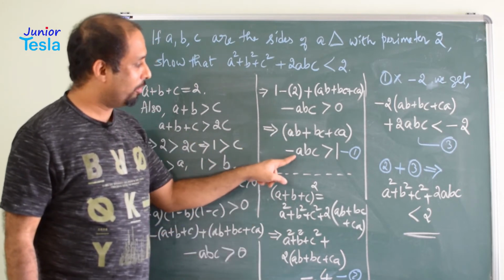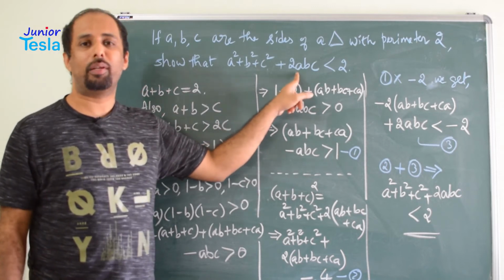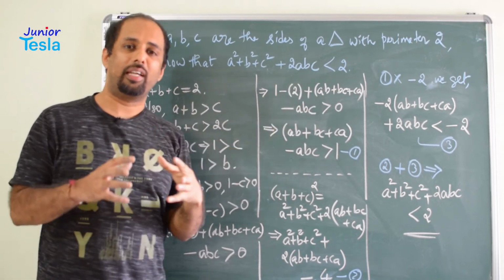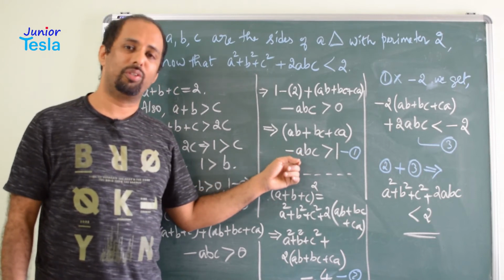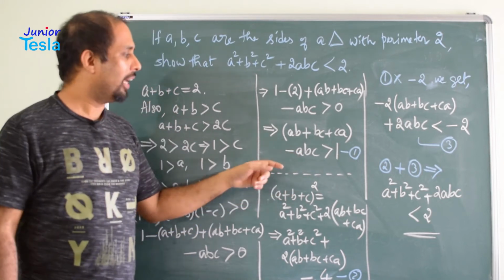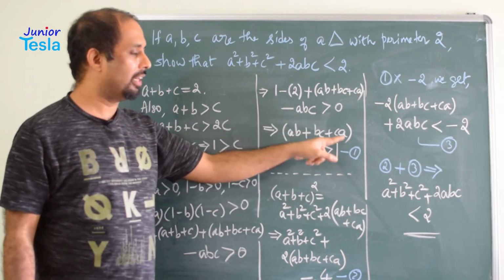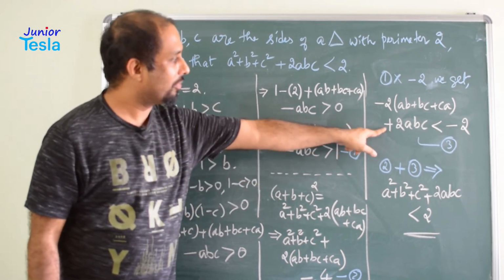Now here we have minus abc and in the given problem we have plus 2abc. So how can I get plus 2abc from this? By multiplying negative 2 to this expression. So let us do that. Let us multiply negative 2 to this inequality so that you will get this.